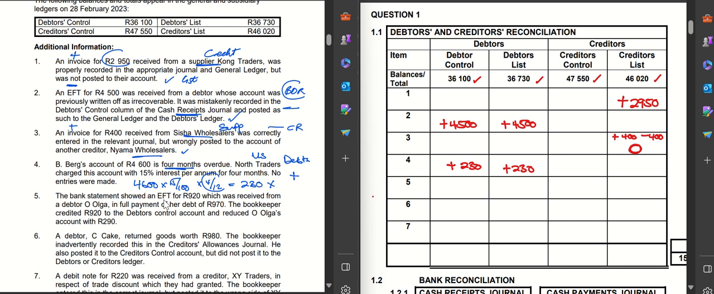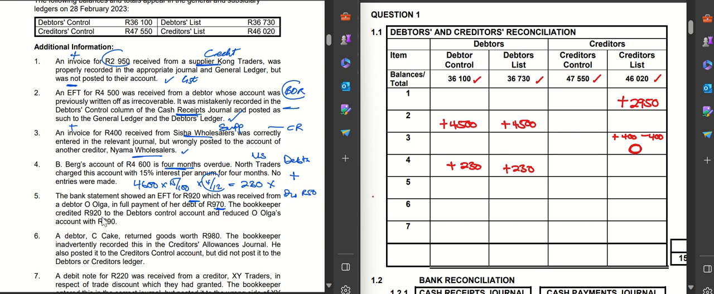Number 5, the bank statement showed an EFT. EFT means where there's a payment here, minus, which was received from Ogre, a debtor. So a debtor paid us, in full payment of a debt of 970. So they paid us 920, in full settlement of a debt of 970. So the guy owed us 970, but they paid us 920. That means there was a discount here of how much? There was a discount of 50.